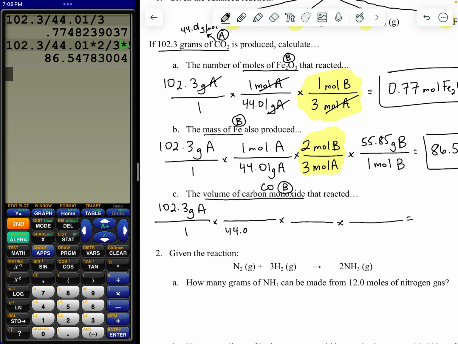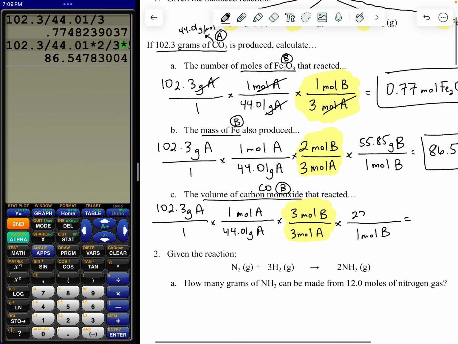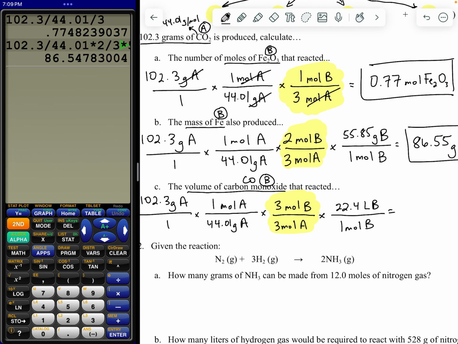My 44.01 grams of carbon dioxide equal to 1 mole of carbon dioxide. And my 3 moles, at this point I know that there are 3 moles of carbon dioxide to 3 moles of carbon monoxide right here. And then I have 1 mole of my carbon monoxide. And then instead of going and finding the molar mass of carbon monoxide, I'm not asked for mass, I'm asked for volume, which is our liters. And at STP, standard temperature and pressure, we know that there are 22.4 liters of any gas equal to 1 mole, and that's going to be our value there.